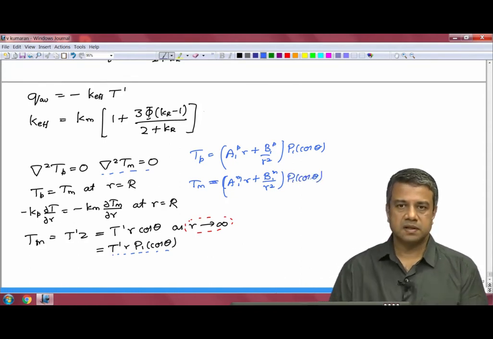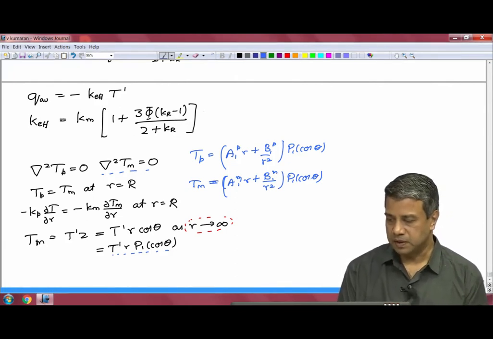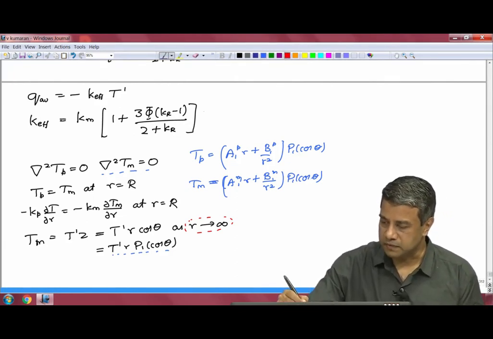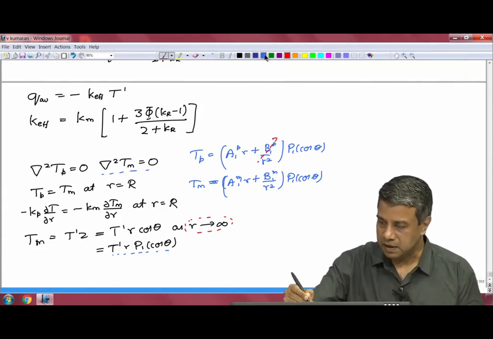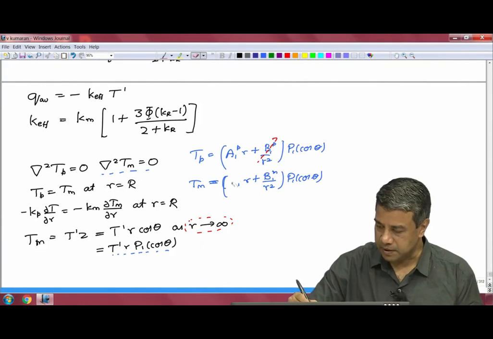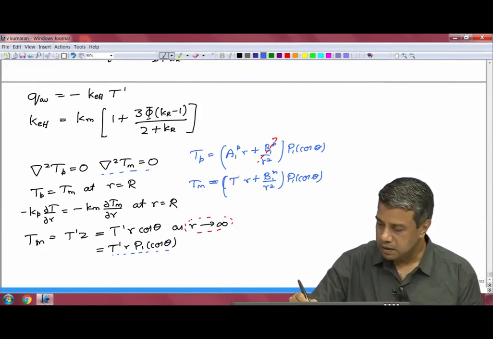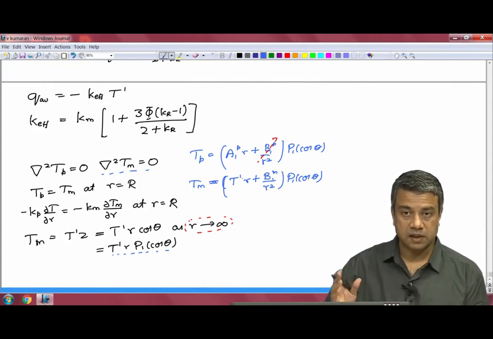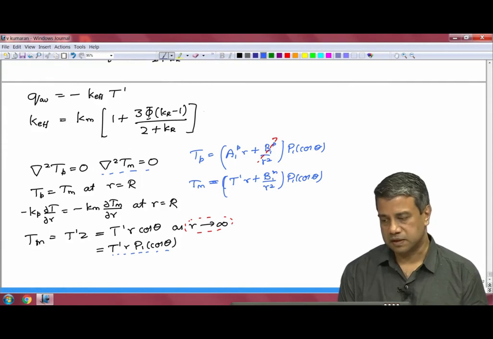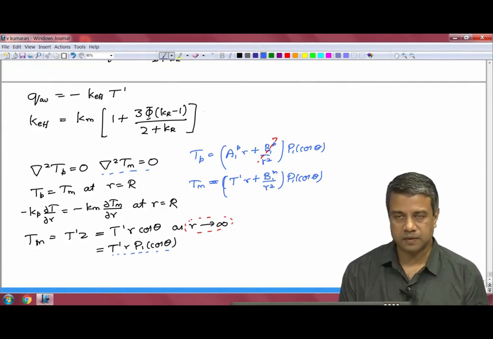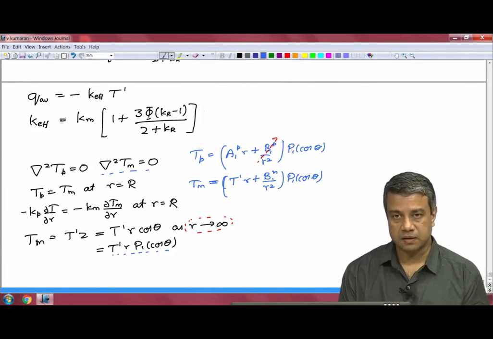Where these constants were determined from the boundary conditions at the surface. In particular, this term had to be 0 for the temperature to be finite at the center of the particle, and this term had to be T prime, for the temperature to match with the linear gradient as r goes to infinity. We had determined these two other constants A1p and B1m from the boundary conditions. From that we found out the temperature gradient through the particle.